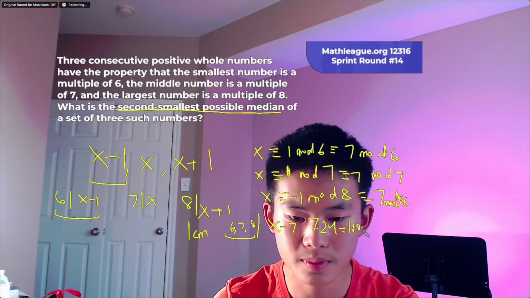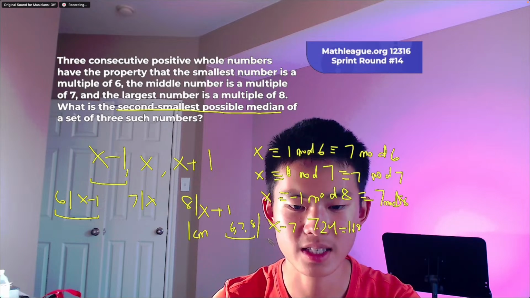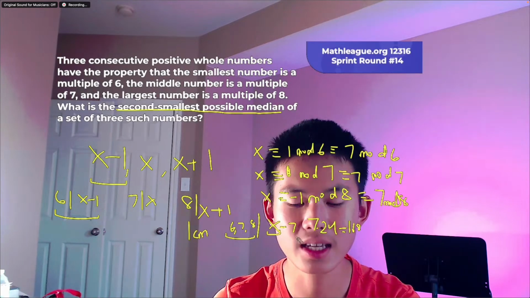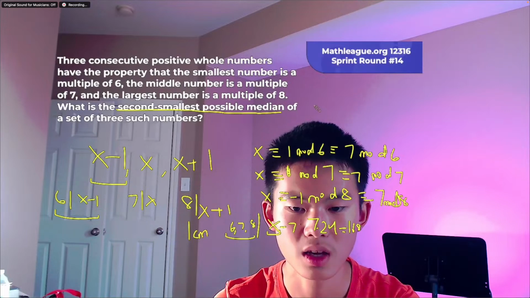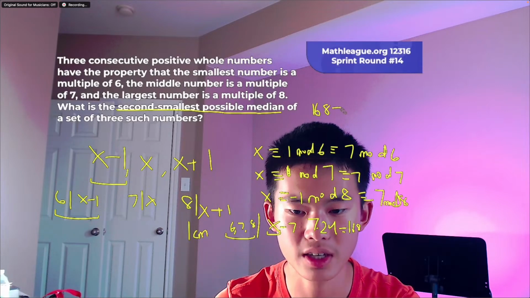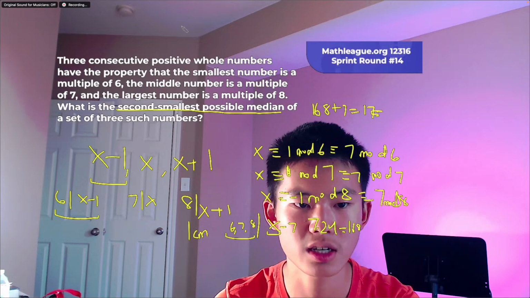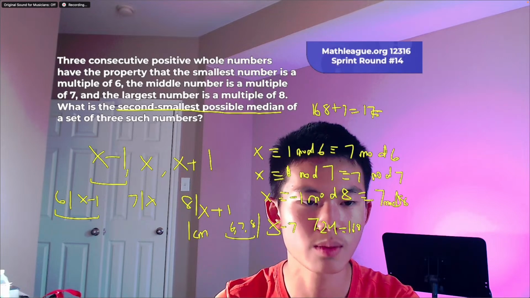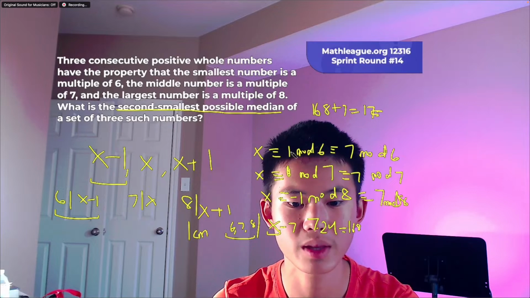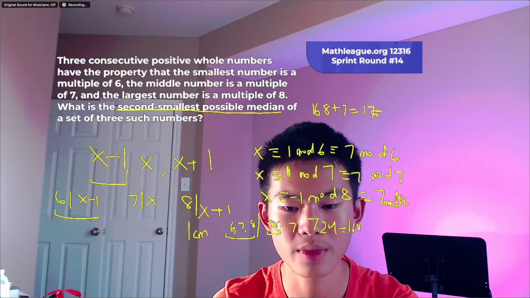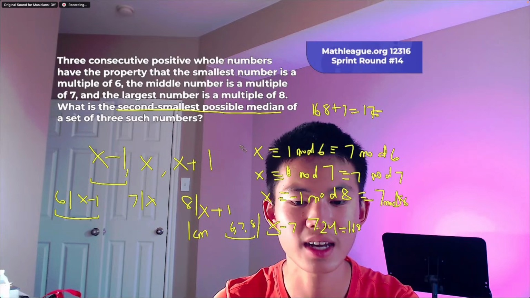So then we know the smallest possible value of x is going to be 7. So the second smallest possible value of x is going to be 168 plus 7, which is equal to 175, which is our answer. Here we just used some modular arithmetic to make the problem simpler, but the main idea is, after setting this up, we just know that 6, 7, and 8 all have to divide x minus 7. And indeed, 175 is the correct answer.